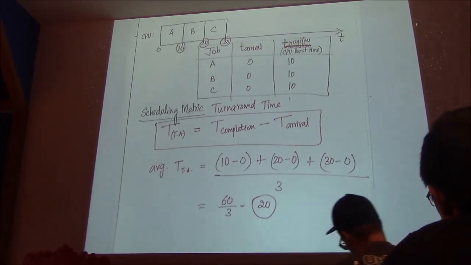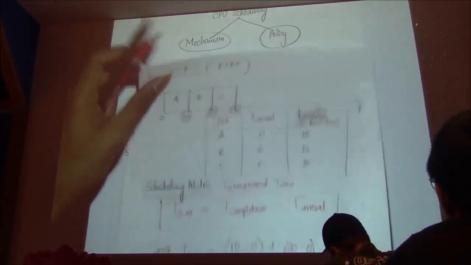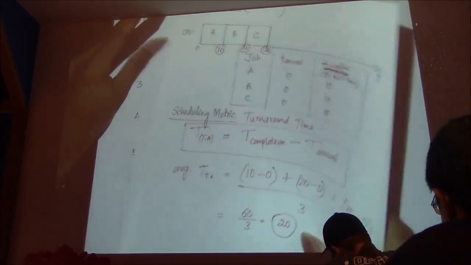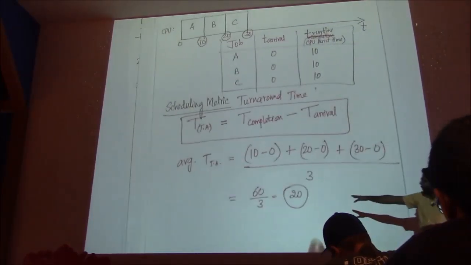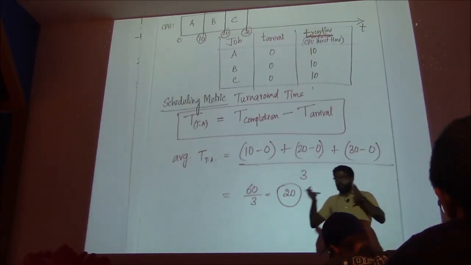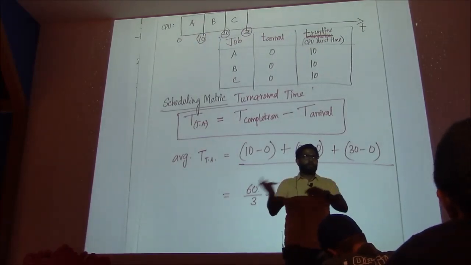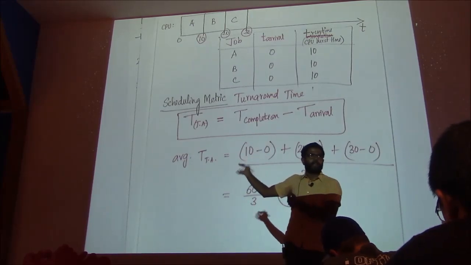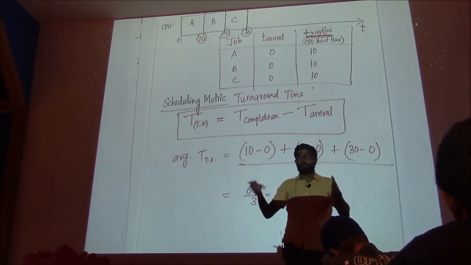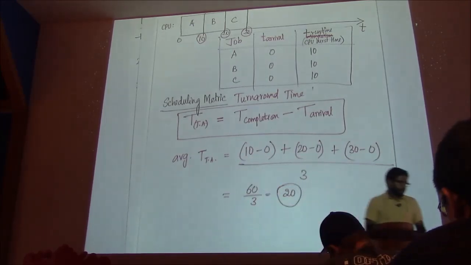So now, when we relax the first assumption, this 20 just means that if all these three jobs are given to the system, on average it takes about 20 seconds for the three jobs to complete.